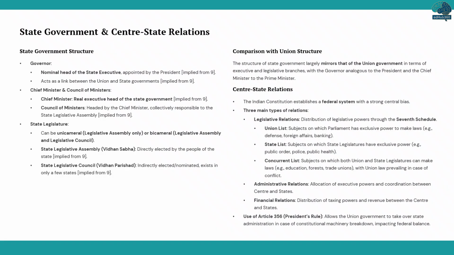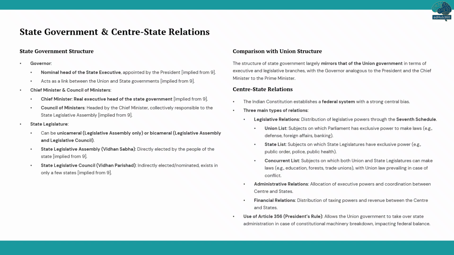India's constitution establishes a federal system, but with a strong central bias. These relations are primarily divided into three types. Legislative relations detail how lawmaking powers are distributed through the Seventh Schedule, which contains the union list for central laws, the state list for state laws, and the concurrent list for subjects where both can legislate, with union law prevailing in conflict. Administrative relations cover the coordination of executive powers, and financial relations deal with the distribution of taxing powers and revenue. A critical aspect here is the use of Article 356, or President's Rule, which allows the union government to take over state administration during a constitutional breakdown, significantly impacting the federal balance.